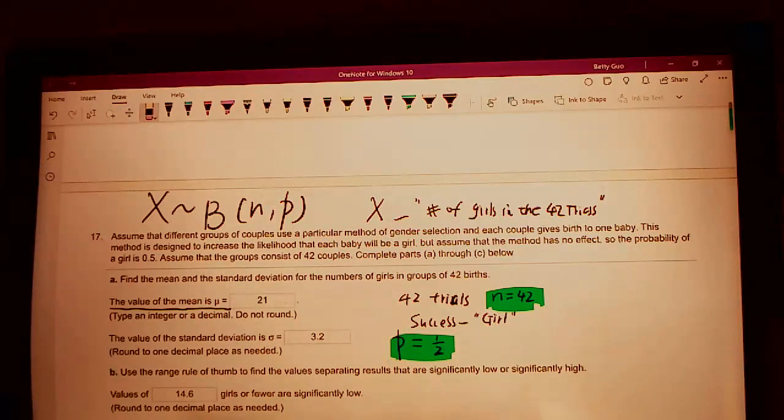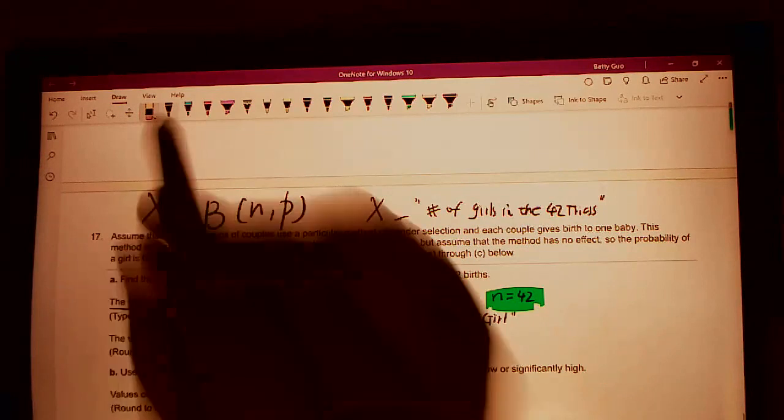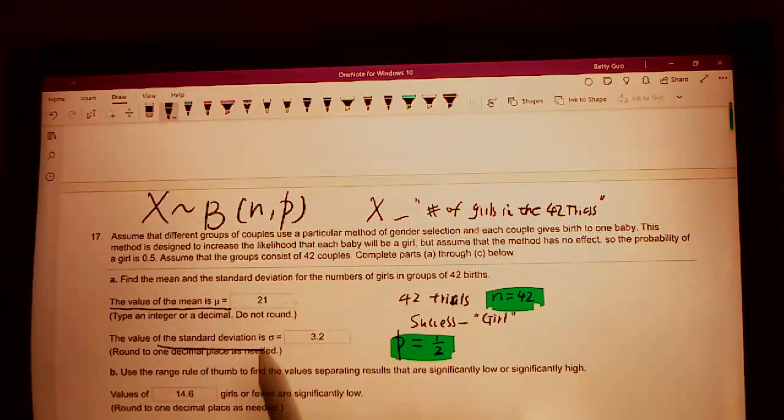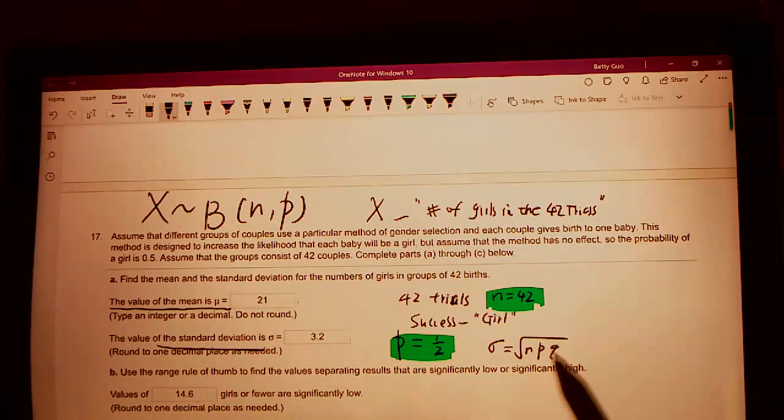All right. And what about the standard deviation? By the formula, you need to memorize that formula, okay? Standard deviation is the square root of npq. N is 42, p is a half, q is a half. Q is the probability of getting a boy, also half. Q must be 1 minus p. And then we have 42 over 4, and then take the square root.